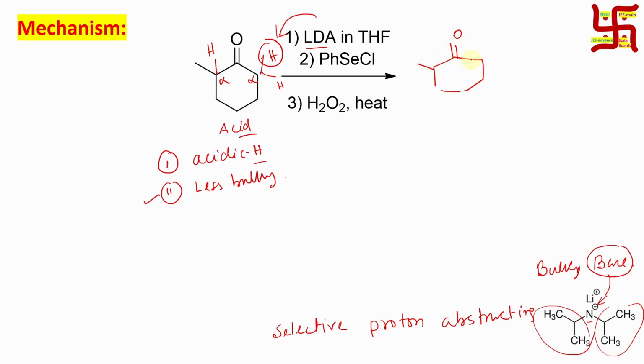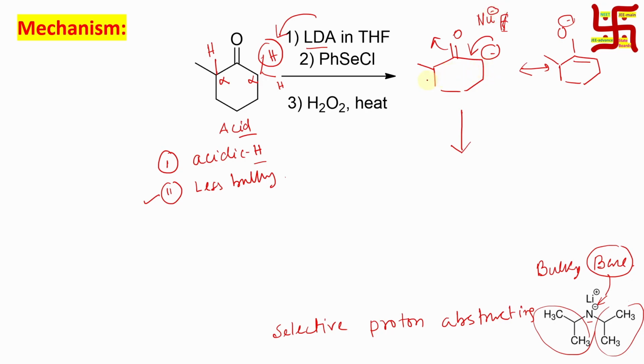Obviously, as I told you some time before, it has resonance stability. How? It pushes in this way, the negative charge is delocalized, and we know delocalization means stabilization. So in this way the carbanion is stabilized. By the way, remember, a carbanion is an electron rich species, so it can act as a nucleophile.